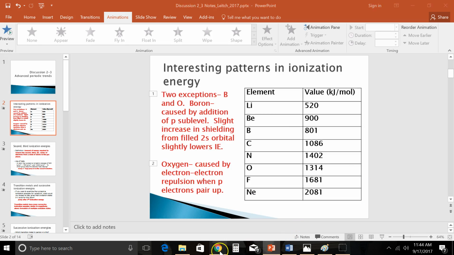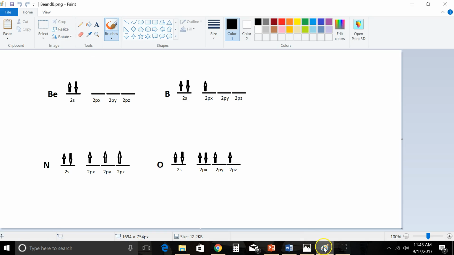Now, both of these exceptions can be explained with the electron configurations of these elements. If we look at the discrepancy between beryllium and boron, we see that beryllium's outermost electrons are in the 2s sublevel, and that sublevel is completely full. Boron also has a full 2s sublevel, but it also has one electron in the 2p. Now, what we get is a slight increase in shielding from this full s sublevel, so this 2p electron is actually easier to remove, and so we'd see slightly decreased ionization energy.